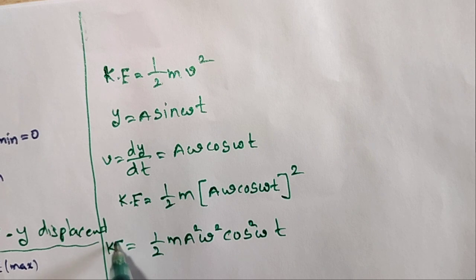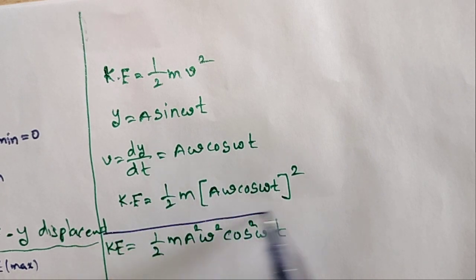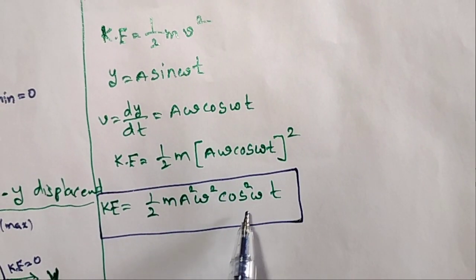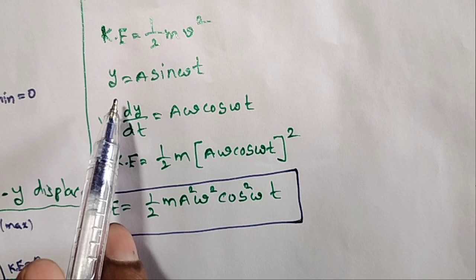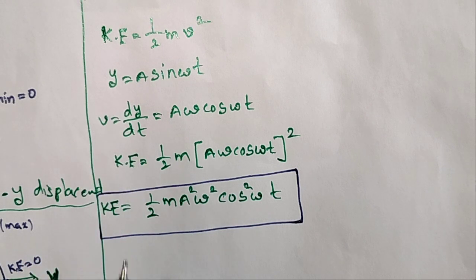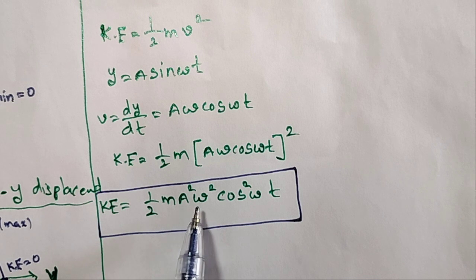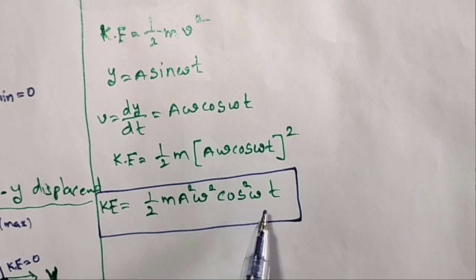This is also one of the kinetic energy equations. So the kinetic energy equation in terms of simple harmonic displacement is: kinetic energy is equal to 1 by 2 m a square omega square cos square omega t.